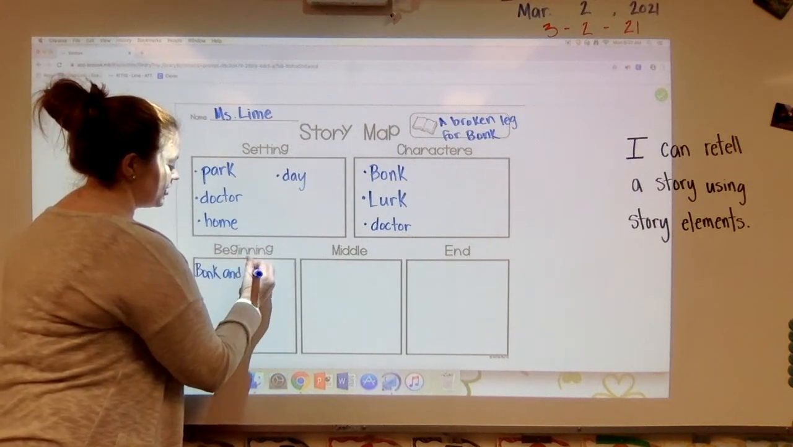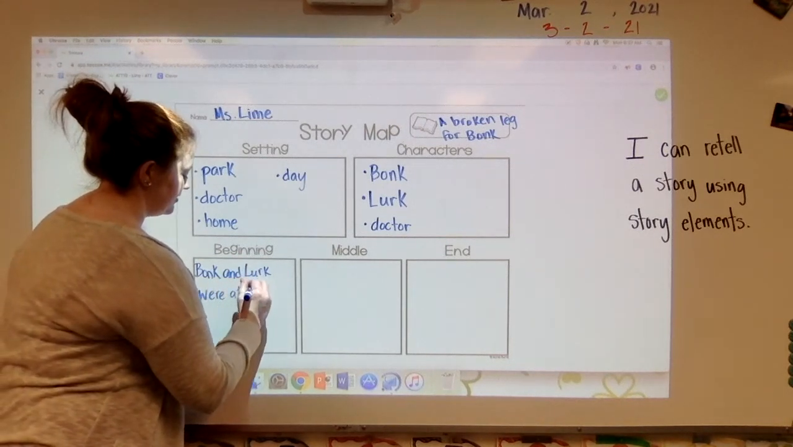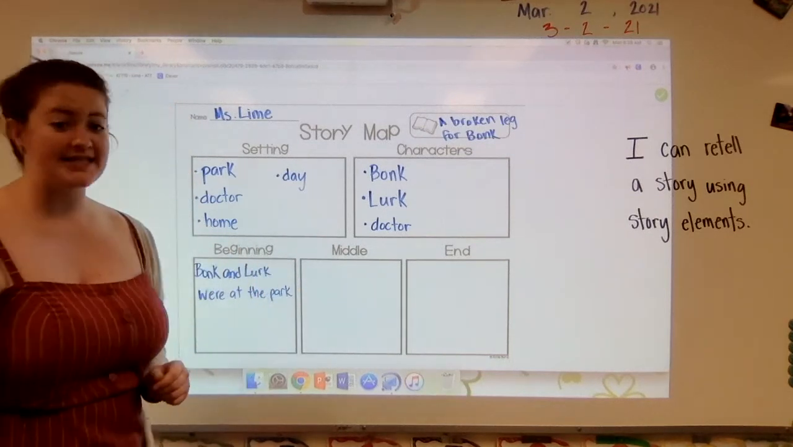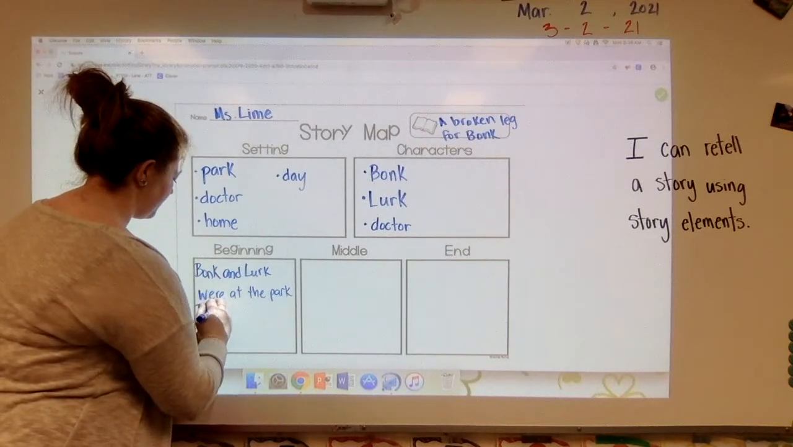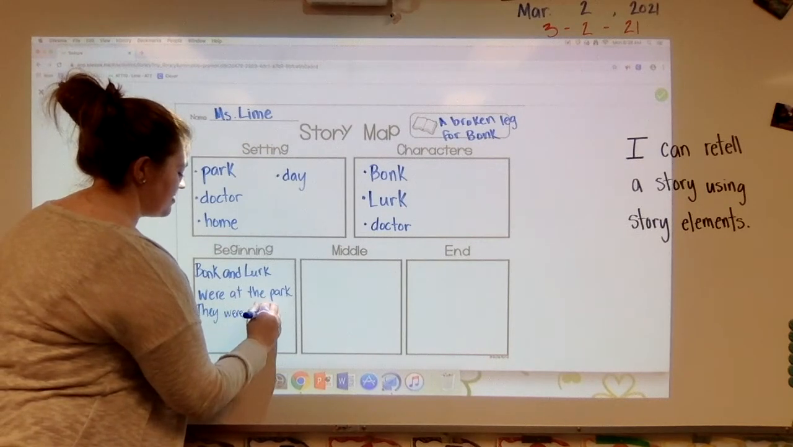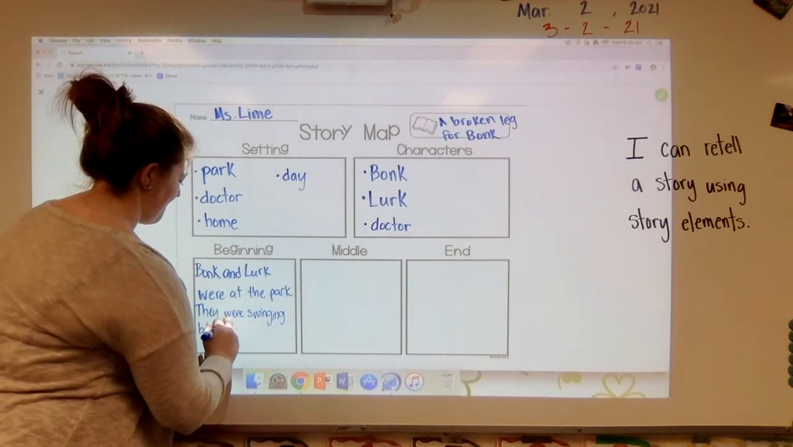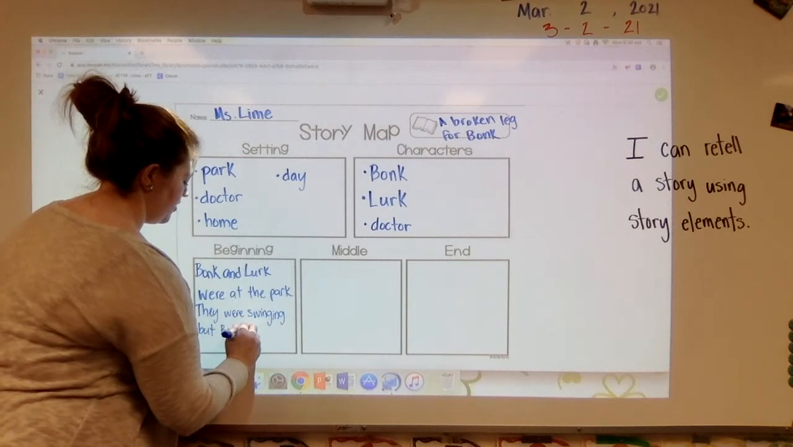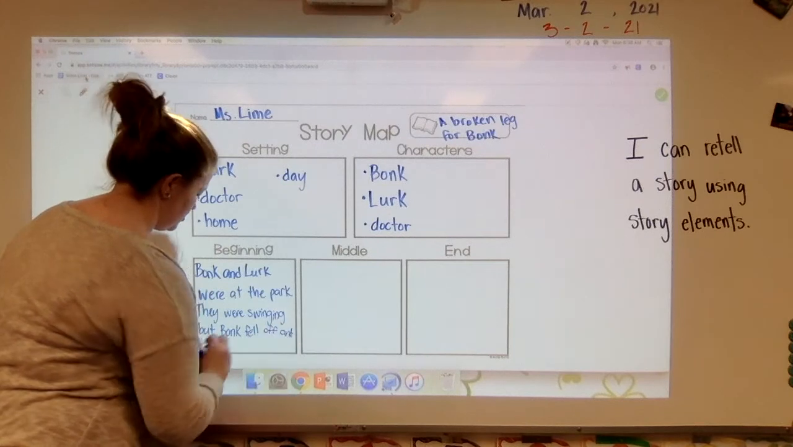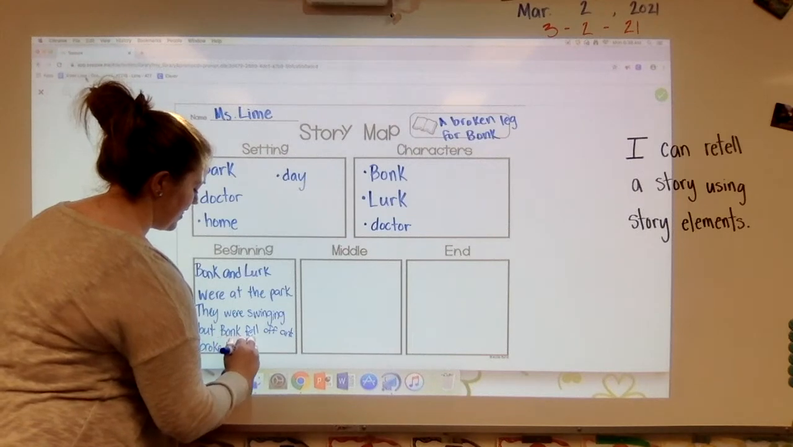Bonk and Lurk were at the park. Oh, here's where I can say they. I can say they were swinging, but Bonk fell off and broke his leg.